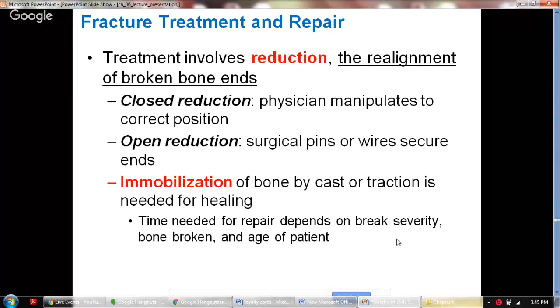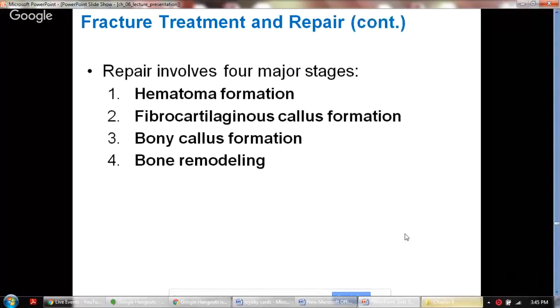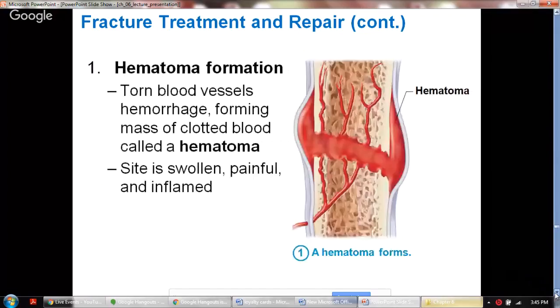The time needed to repair depends on the broken bone and the age of the patient, because some bones heal faster, some bones do not heal as fast. In young kids, bone healing is faster compared to old age. And the repair mechanism involves four major stages: the hematoma formation, fibrocartilaginous callus formation, the bony callus formation, and then the bone remodeling process.